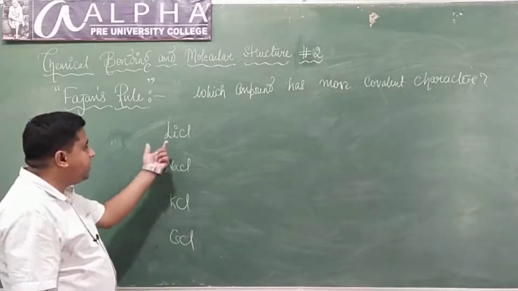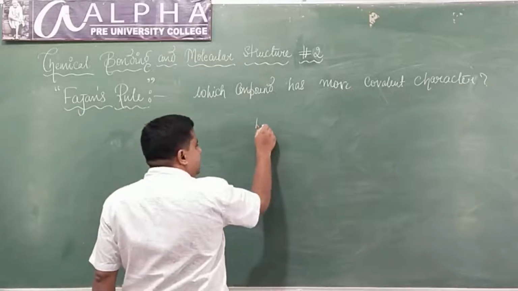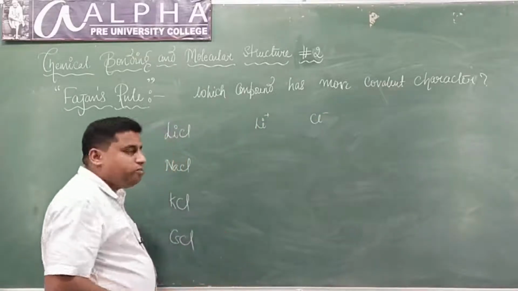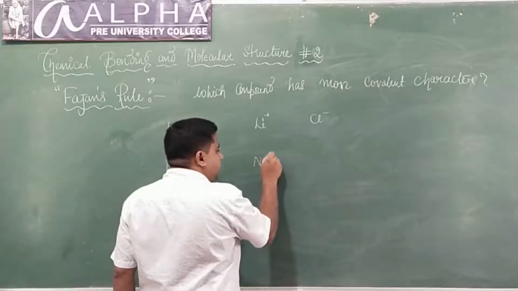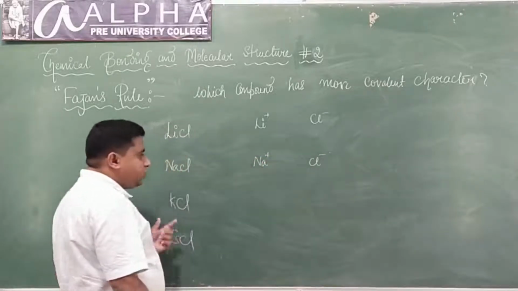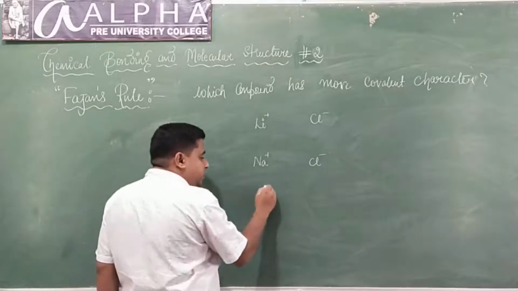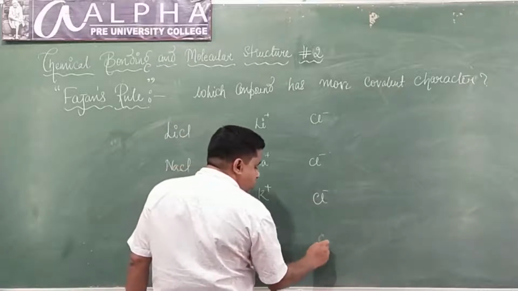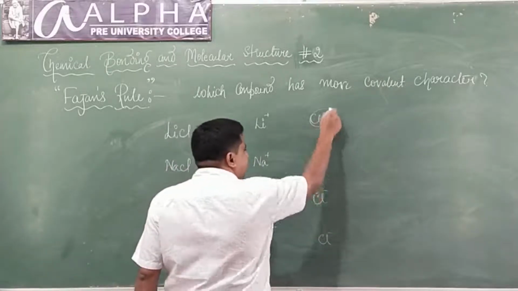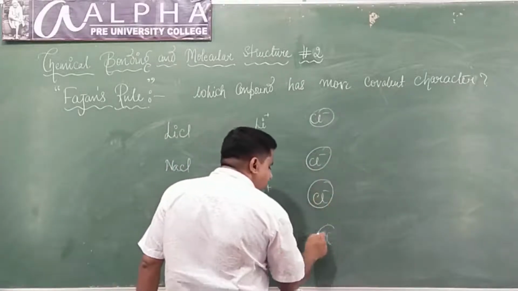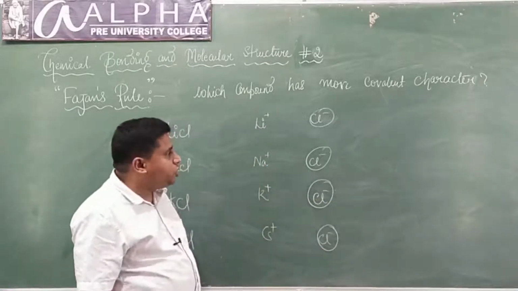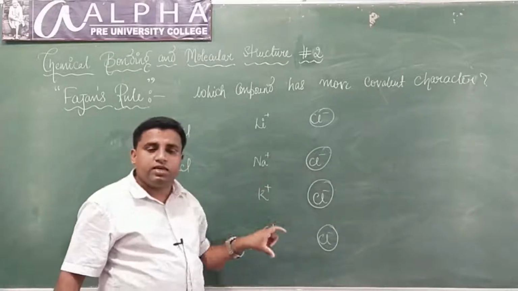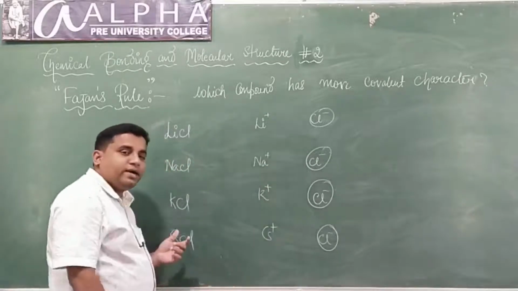Lithium chloride is formed by lithium ion and chloride ion. Sodium chloride is formed by sodium ion and chloride ion, isn't it? Potassium chloride is formed by potassium ions and chloride ion, and cesium chloride is formed by cesium ion and chloride ion. Here also the anion is fixed. You cannot judge the covalent character based on the size of the anion, because the anion is the same in all the cases. But look at the cations.